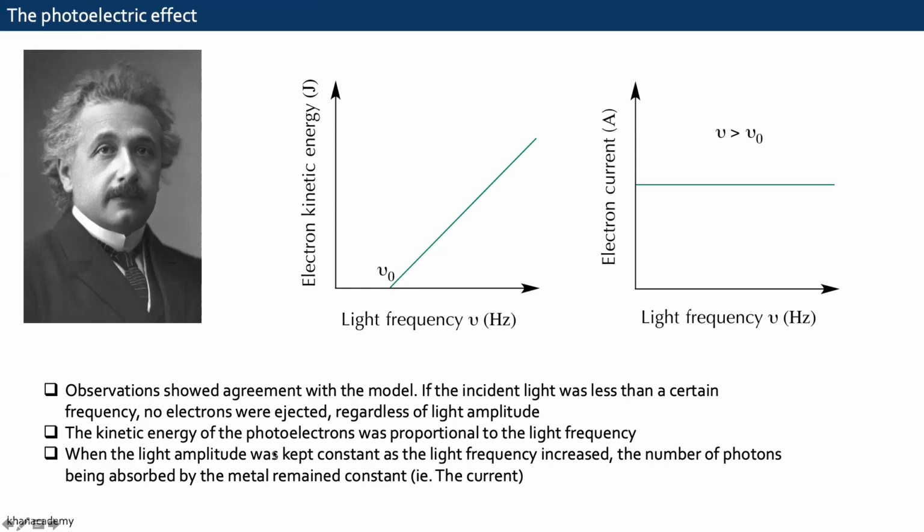If the light amplitude is kept constant as the light... sorry, I meant not to look at this right one. So this is all for frequency greater than the critical frequency. And it's a constant relationship between the light frequency and the current. When the light amplitude is kept constant as the light frequency is increased, the number of photons being absorbed by the metal remains constant, so constant current.